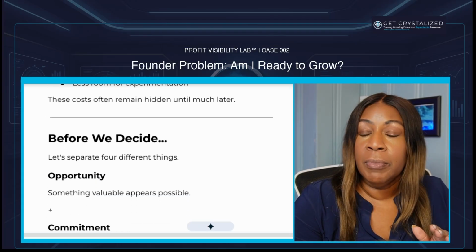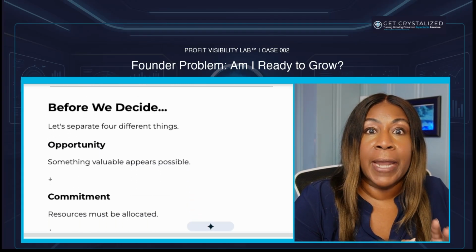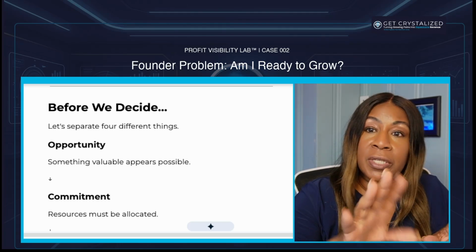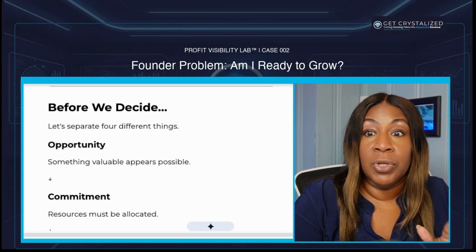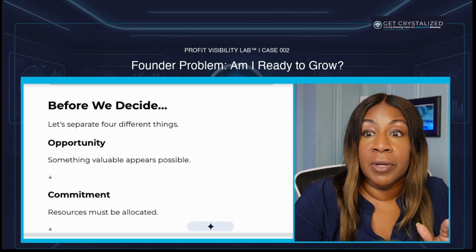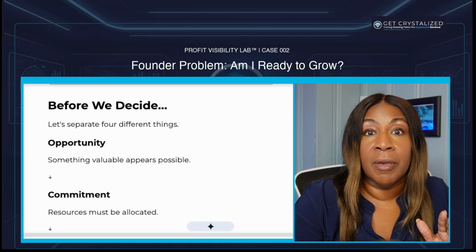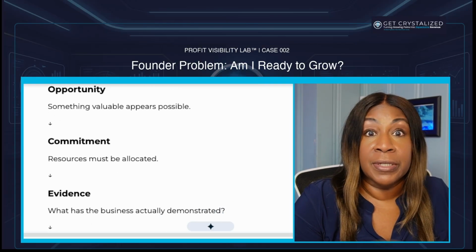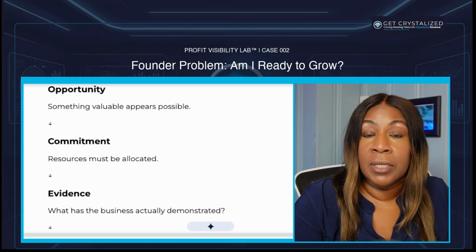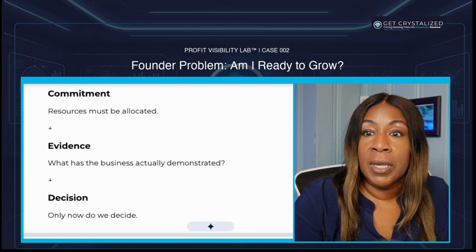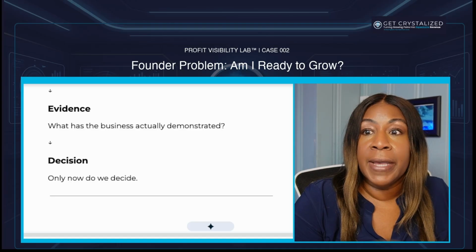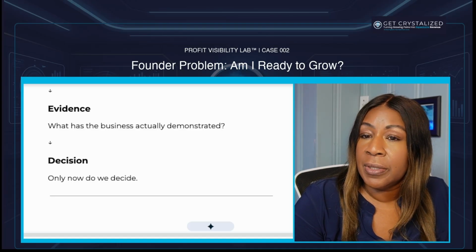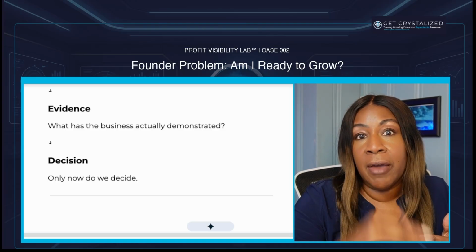So before we decide, let's separate out some things. First, the opportunity: something that appears possible and has value to the business. The commitment: some resources have to be allocated in order to support this. The evidence: what the business has actually demonstrated. And then there's the decision. Only now do we decide, after we have those other things.